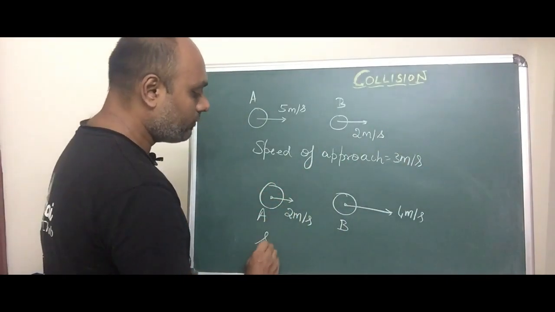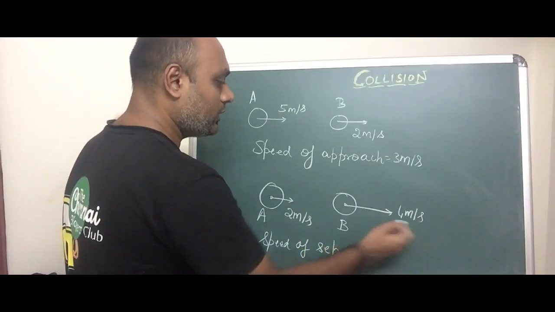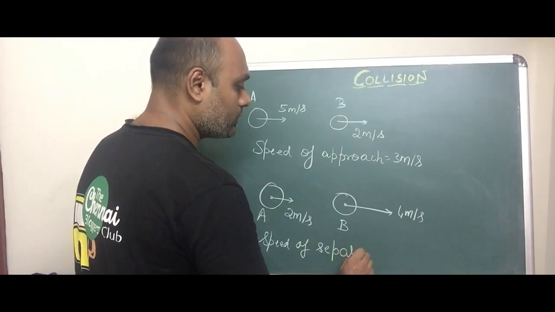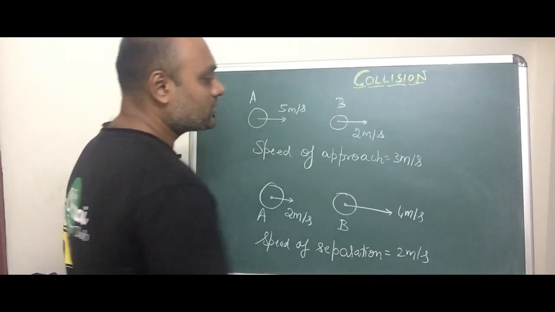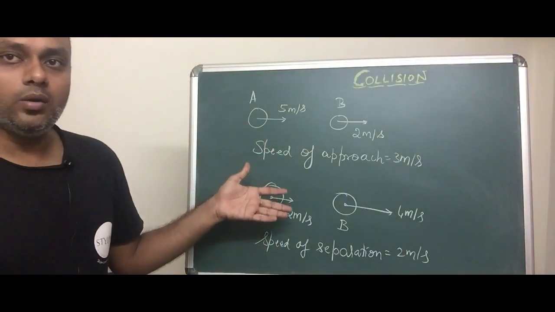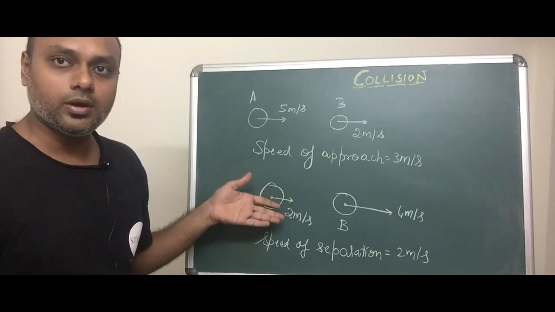So after collision, here we have something like the speed of separation. So here the rate at which they separate is 4 minus 2. The speed of separation is 2 meter per second. Alright. So that's a very simple case of 1D collision or a direct collision where we have written speed of approach and speed of separation.